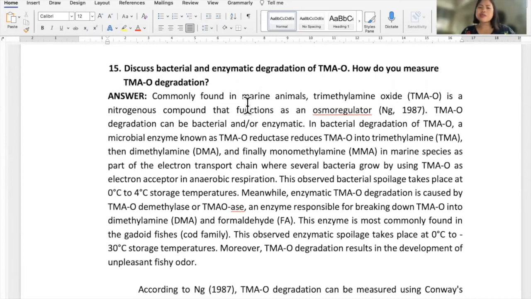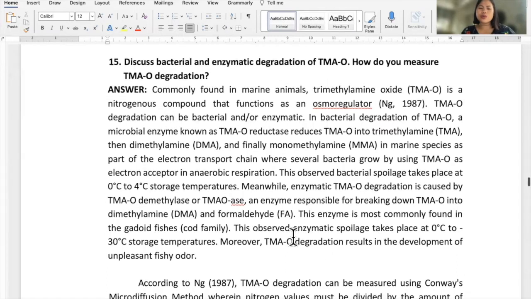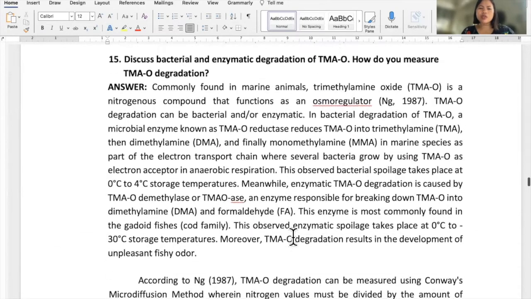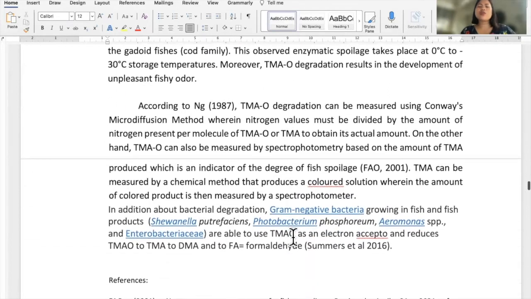Okay, everything has been explained by the one assigned to this number. The second question is, how do you measure TMAO degradation? In the lab, when we are face-to-face, you can perform an activity in which you can measure the amount of TVBN, or total volatile base nitrogen, present in the sample, because volatiles are what you need to measure. So, how do you do that?